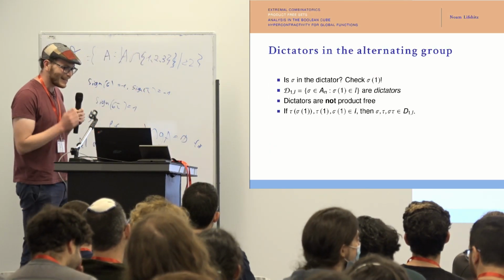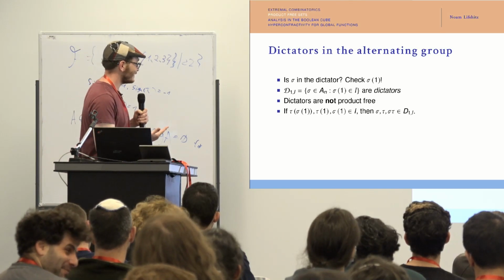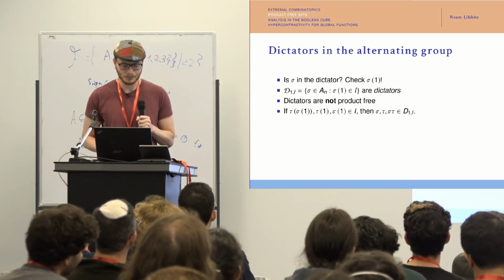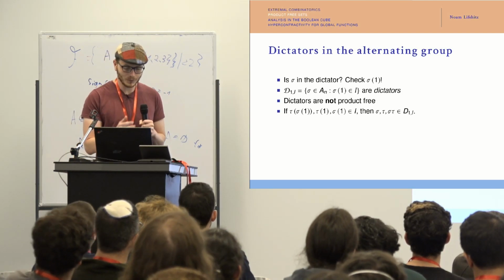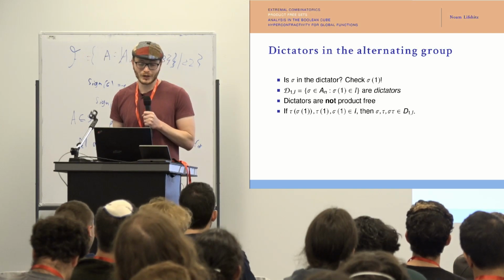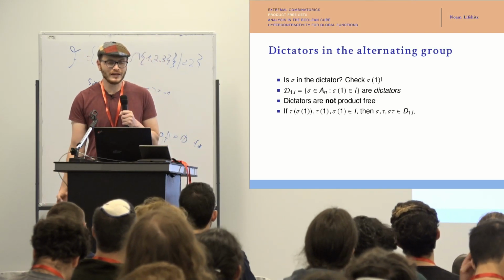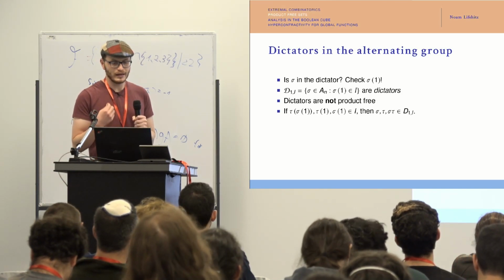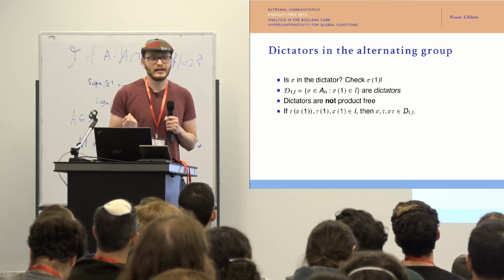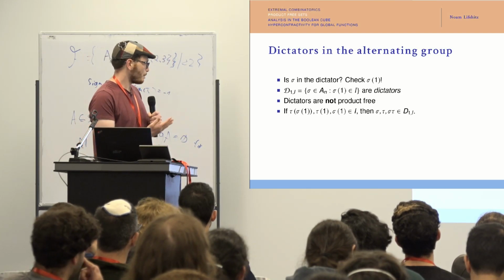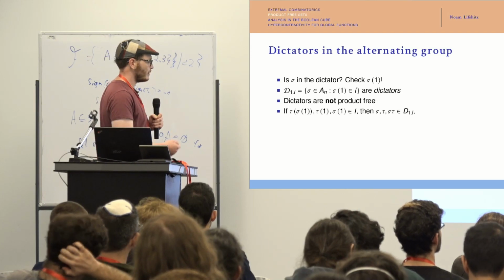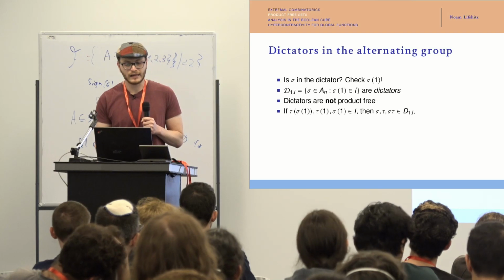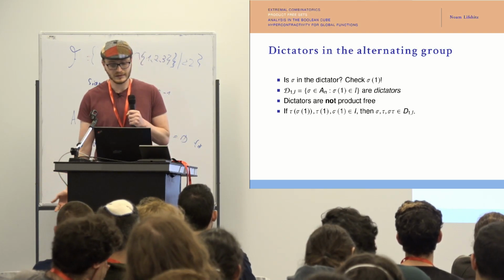So, okay, what are the dictators in the symmetric group? If you want to understand whether a permutation belongs to the dictator, we only need to check its value on one element. This means that 1 is the dictator. It decides whether a permutation belongs to the dictator or not. So the dictators are given by an index x and some set I, and you take all the permutations that send x to the set I. These are the set of dictators.